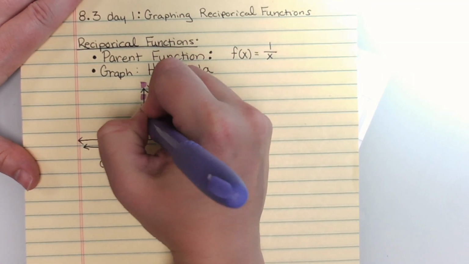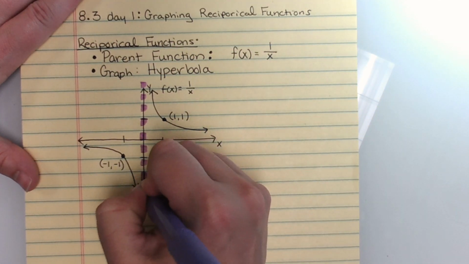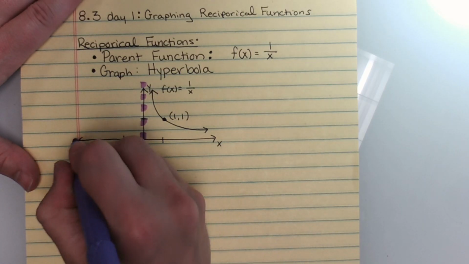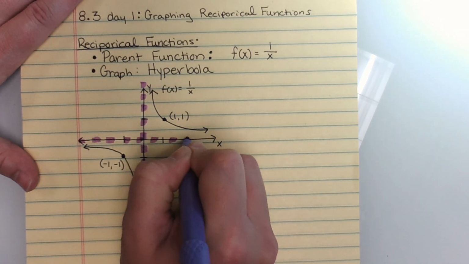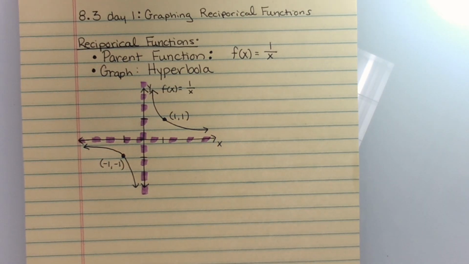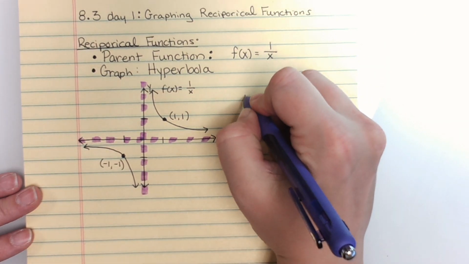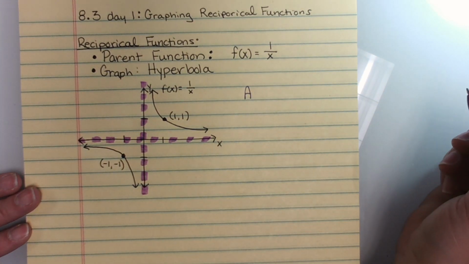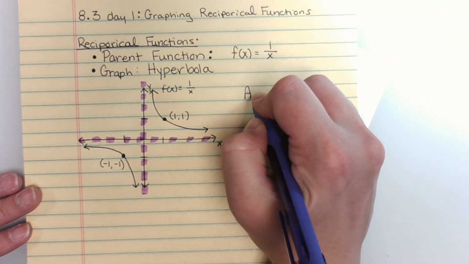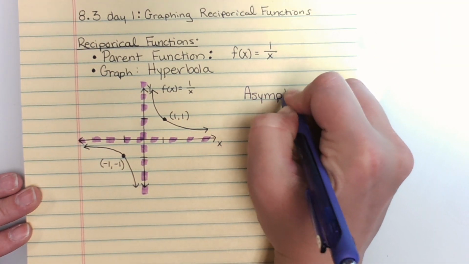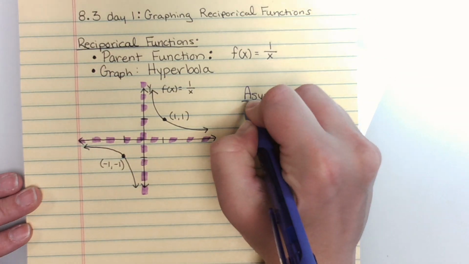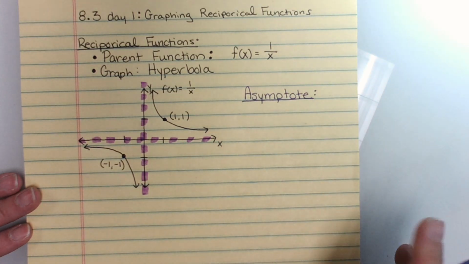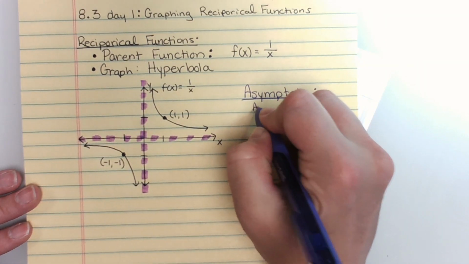So, there's this vertical line that the graph is getting close to but never actually hitting, and then there's this horizontal line that the graph is getting close to but never actually hitting. Do you remember what a line that the graph is getting close to but never actually touches is called? Starts with an A. Asymptote. So, reciprocal functions have a lot of asymptotes to them.